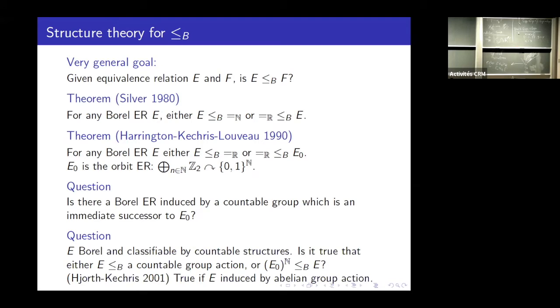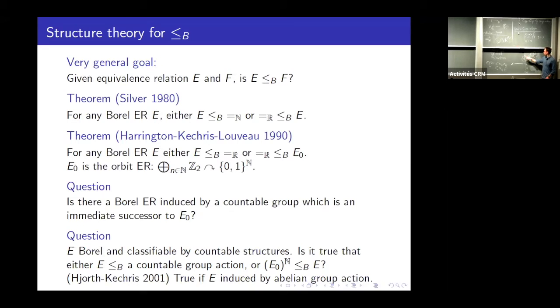And so, nevertheless, there are instances where immediate successors of E0 are known. For example, there's E0 to the power n. You just take E0 on the space. The domain of E0 to the power n will be infinitely many copies of it, and two sequences will be equivalent if on every coordinate they are E0 equivalent. It has been proved by Hjorth and Kechris that it's an immediate successor of E0. So it's strictly above it, and there's nothing in between.